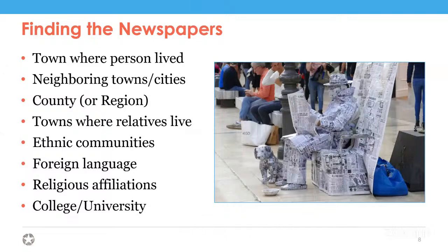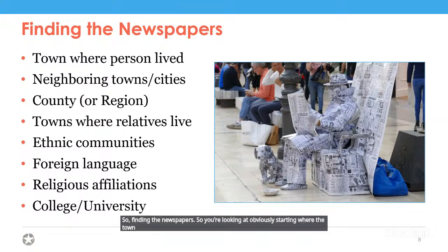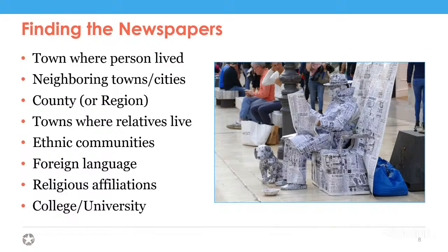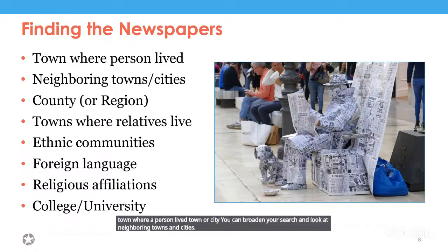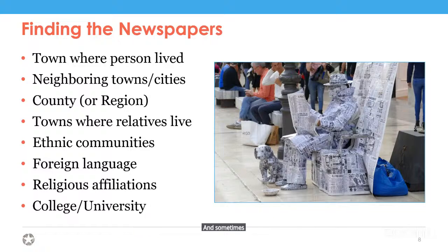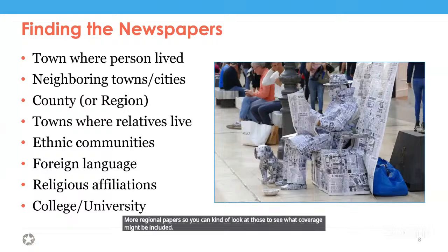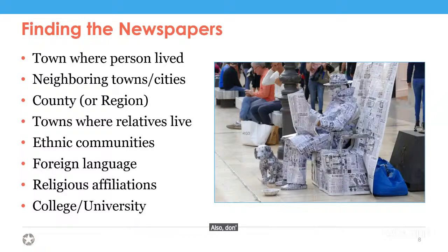So, finding the newspapers. You're looking at obviously starting where the person lived, town or city. You can broaden your search and look at neighboring towns and cities. And sometimes there's newspapers that cover an entire county or a whole region of counties, more regional papers. So you can look at those to see what coverage might be included. Also, don't discount towns where relatives live.